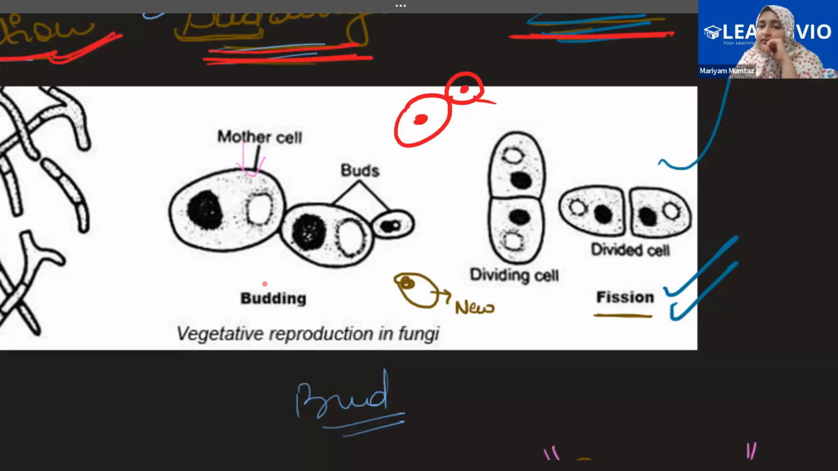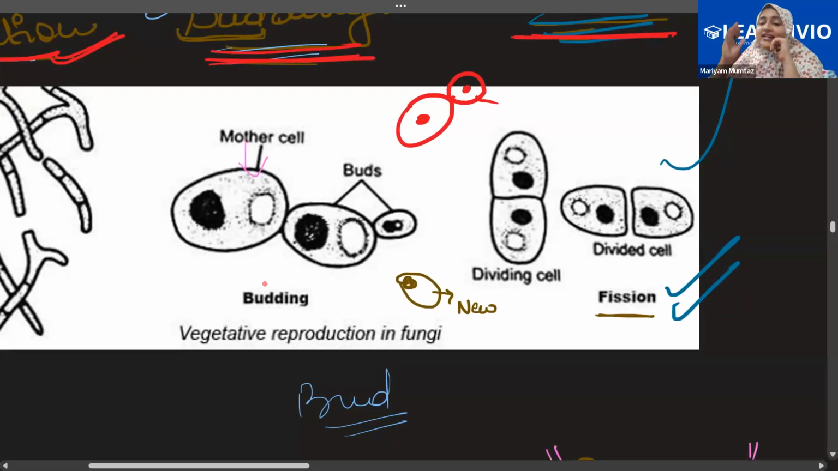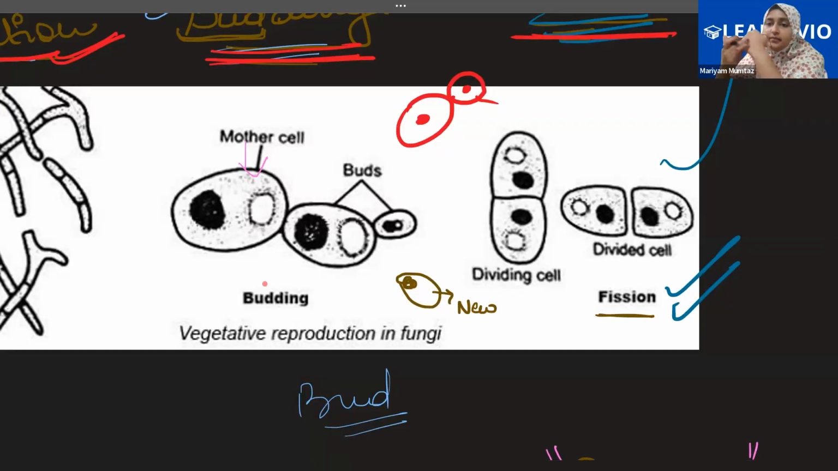Being exogenous means that it develops on the outside. For example, if this is the surface, the bud is developing on here. It develops on the body; it doesn't develop inside. That is the difference. And these buds, when they get detached from the parent's body, develop into a new organism, a new fungus.